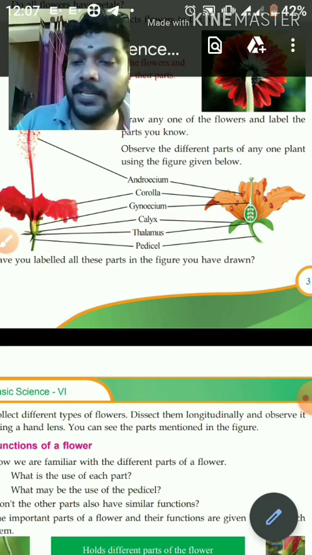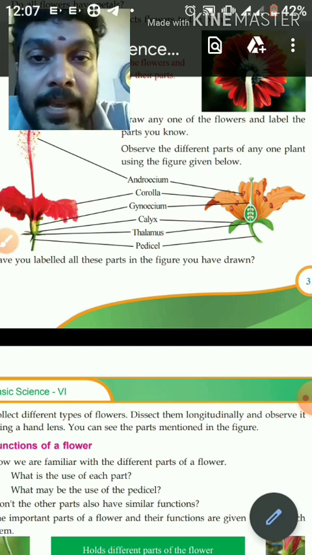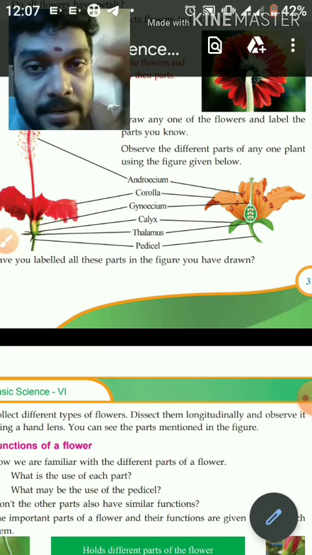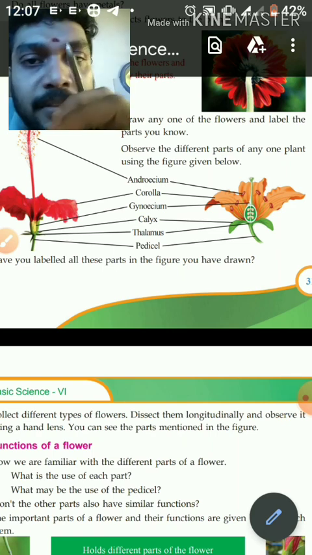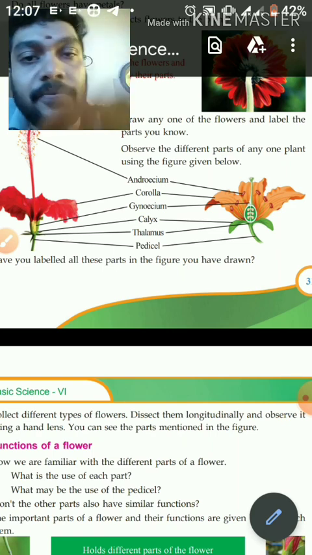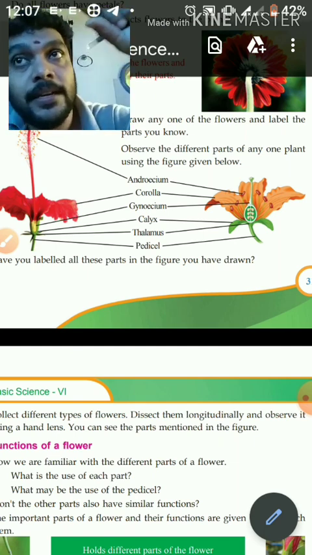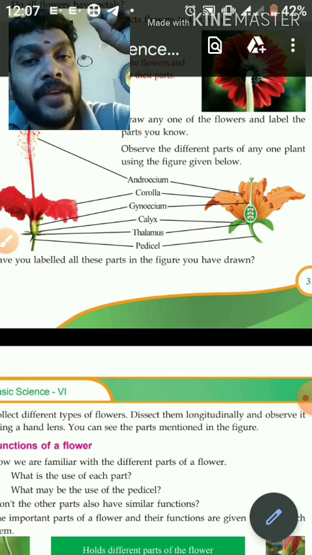Okay, so now which are the different parts of a flower? First, pedicel. It connects and attaches to the plant. The next one is thalamus, which holds different parts of the flower. Then the third one is the green color case, that is called calyx. What is the function of calyx? It protects the flower when it is in bud form.